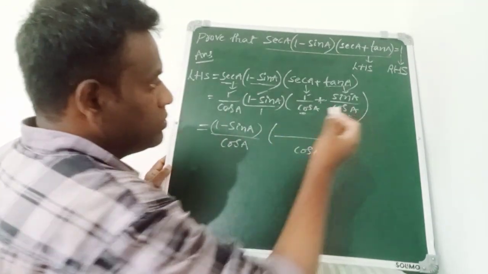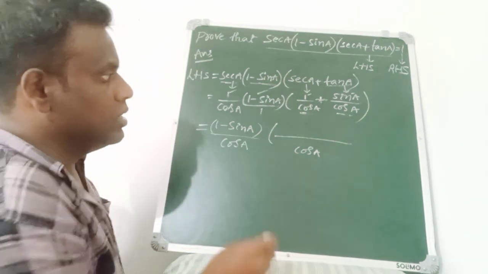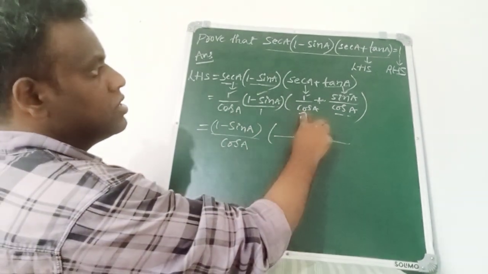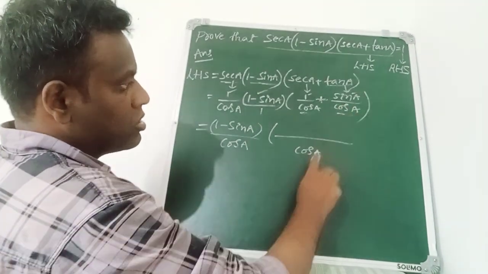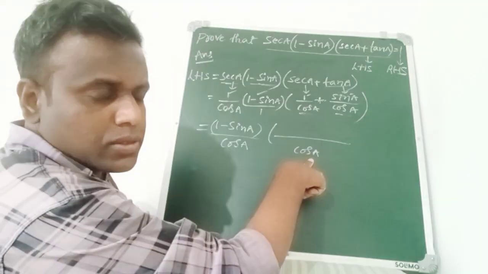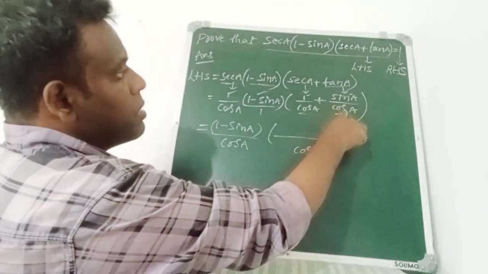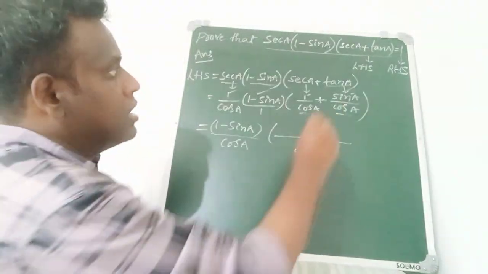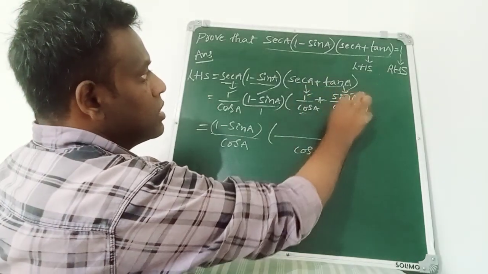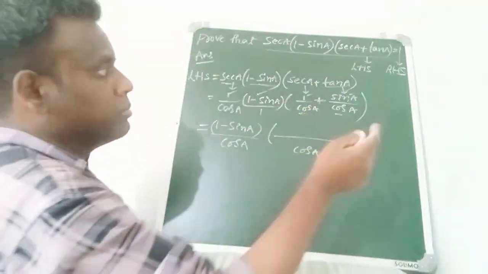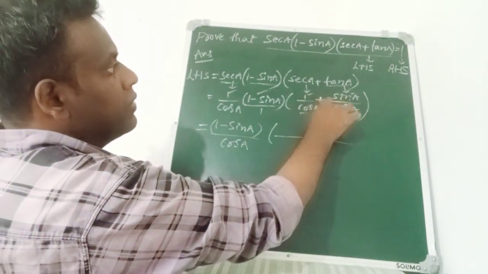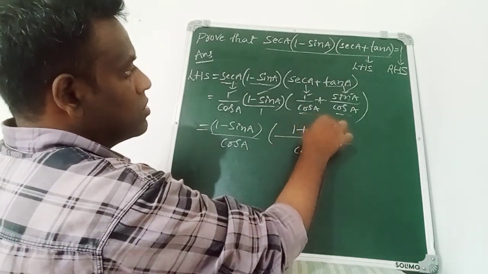Next this line. Okay. Since the denominators are the same, I am writing cos A as it is, only once. We can add these numerators, this and this, directly. That means 1 plus sin A, you can write as it is.